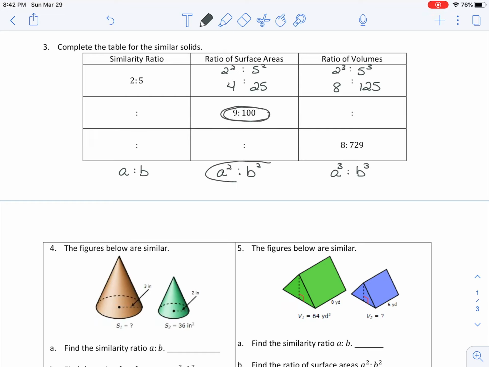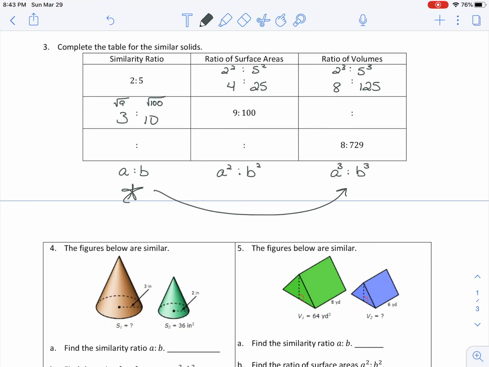In the second row, I'm giving you the ratio of the surface areas. I'm giving you what has already been achieved by squaring. So I just want to undo that. I always think of this column, my similarity ratio, as home base, because I need to either be given it to start out with, or I need to find it in the first place to go other places. So if I know that a squared is 9, the square root of 9 gets me 3. If I know b squared gave me 100, the square root of 100 gets us 10. That similarity ratio had to be 3 to 10.